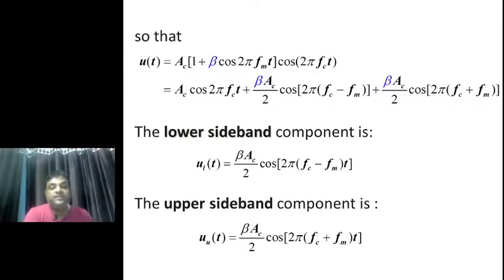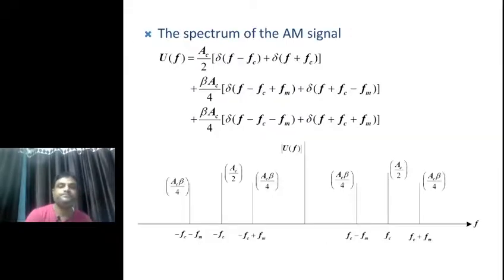And if we see fc plus fm and fc minus fm, the minimum frequency is fc minus fm, the highest frequency is fc plus fm, so the bandwidth is fc plus fm minus fc minus fm. It means that it is equal to twice fm. That's why the bandwidth of an amplitude modulated signal is twice the frequency of the modulating signal.